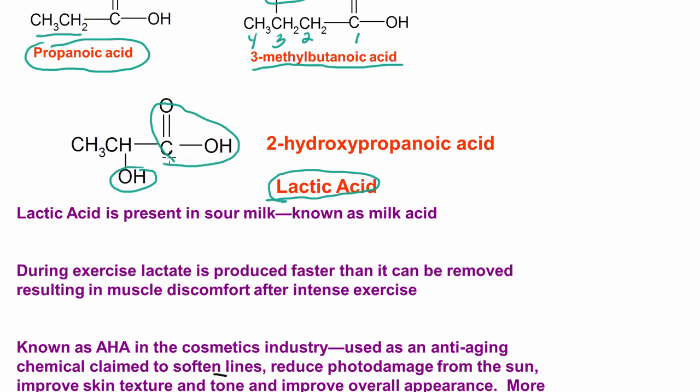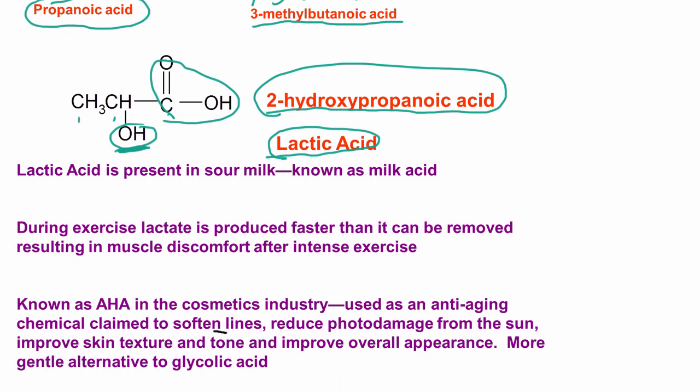So we have a 1, 2, 3 carbon acid. So that's propanoic acid. And there's an OH group on carbon number 2. So remember, the OH group is named as a hydroxy, so 2-hydroxypropanoic acid. Lactic acid is present in sour milk.